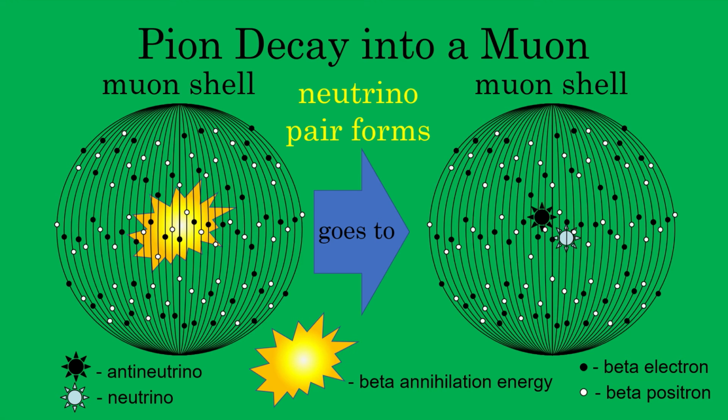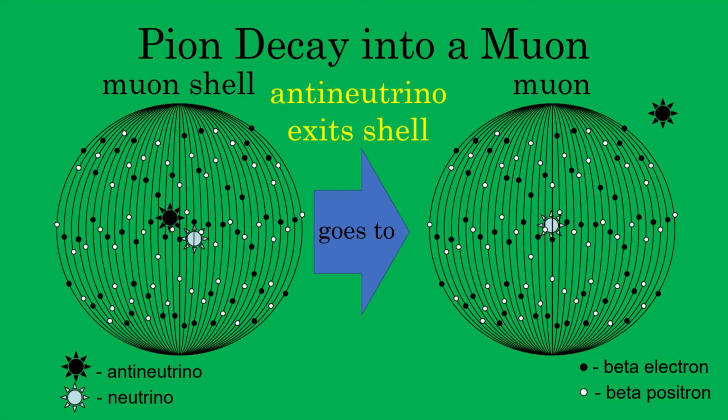Once the pion's central cluster is gone, the valence beta electron or positron in the muon shell uses the energy from the cluster annihilations to produce a muon neutrino-antineutrino pair. From the neutrino pair, one of the neutrinos assumes the role as central particle to form the muon, and the other exits the muon.